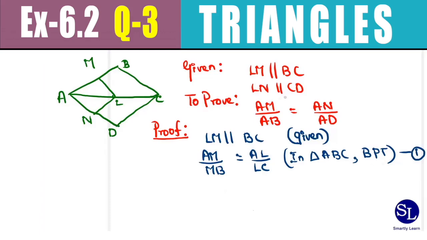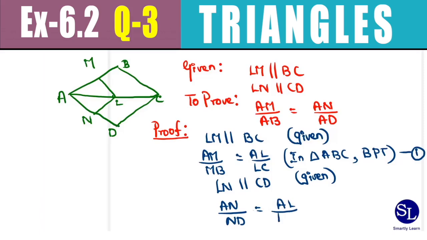Now, the other given statement to us was LN is parallel to CD. So what inference does this given statement give us? This means AN divided by ND is going to be equal to AL divided by LC, because in triangle ACD we are applying the BPT theorem. So I'm going to mark this as equation 2. Why? Because we are going to refer to this.